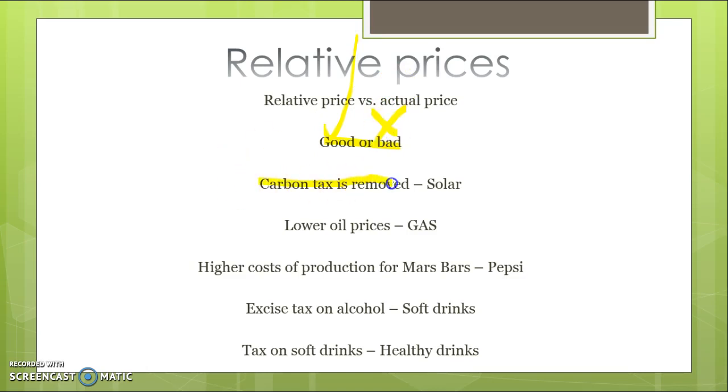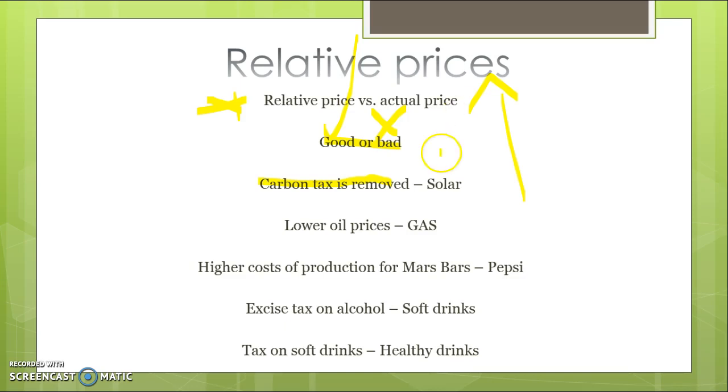The carbon tax is removed. Okay, the carbon tax is removed. What impact will it have on the solar market? Again, this is about relative versus actual prices. So if the carbon tax is removed, the price of solar energy will actually increase because it's cheaper to use carbon energy. And then when you're looking at resource allocation, well, what's going to happen in the market for solar energy? If I was an owner of a solar company, is this good for me? And the answer is no, because less people are going to want to use solar if carbon electricity is cheaper.